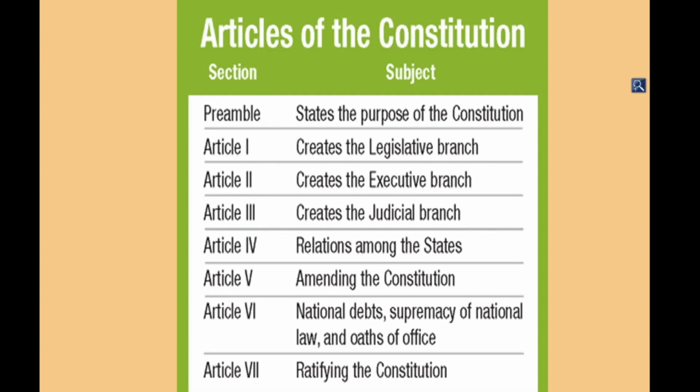So, in summary, the Preamble states the purpose of the Constitution. Article 1 creates the legislative branch. Article 2 creates the executive branch. Article 3, the judicial branch. Article 4 talks about the relations among the states. Article 5 is the process of amending the Constitution. Article 6 talks about supremacy of national law, and the oath of office is detailed there. And Article 7 explains the ratification process of the Constitution.